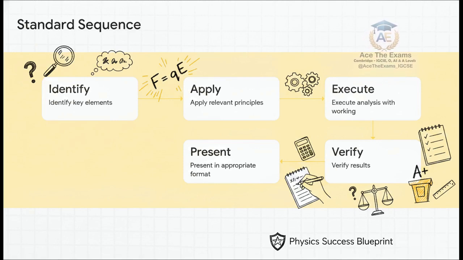Step 3. Execute with clear working. Listen to me on this one. You must explicitly show your substitution of the numbers into the equation before you ever touch your calculator. Step 4. Verify results. Take a breath and ask, does your final answer physically make sense? Is the magnitude completely outrageous for an electron? Step 5. Present properly. This means using the correct significant figures and the standard SI units.